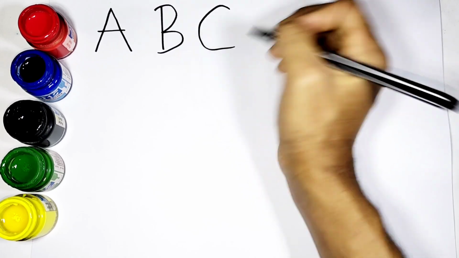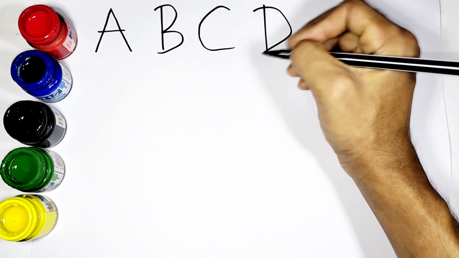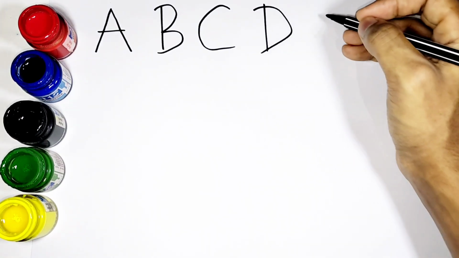B for ball, B for bat. And the next one is C. C for cow, C for cat. The next one is D. D for dog, D for doll.